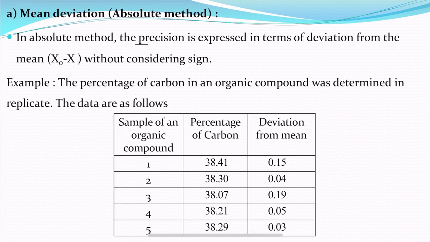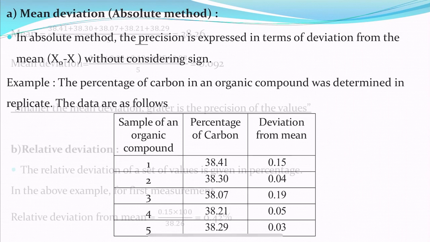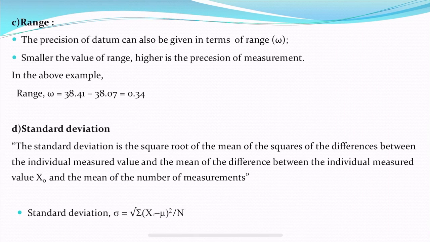So in this example, what is the largest value here? The largest value is 38.41. And what is the least value? The least value is 38.07, right. Taking the same example, range is equal to 38.41 minus 38.07, which is equal to 0.34. Okay, so in this way we are going to calculate range.